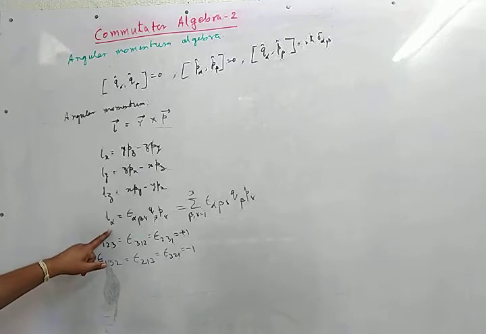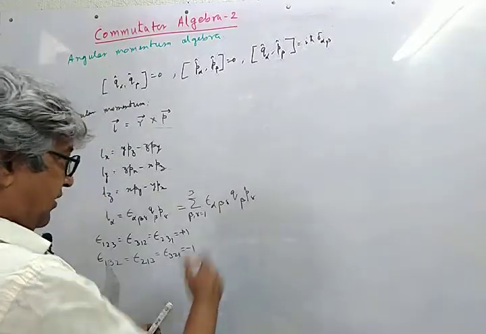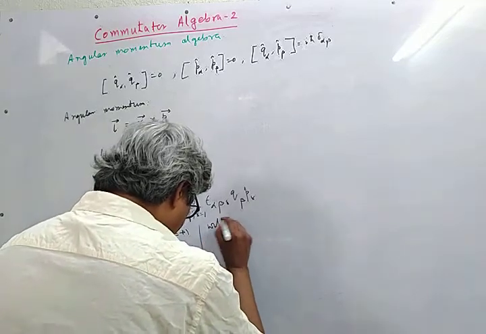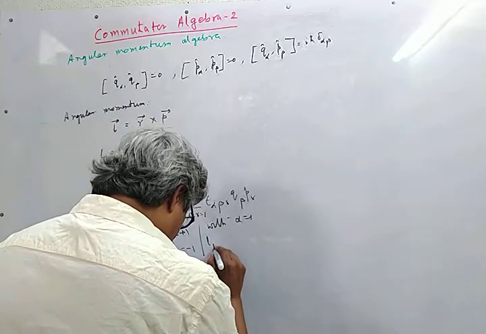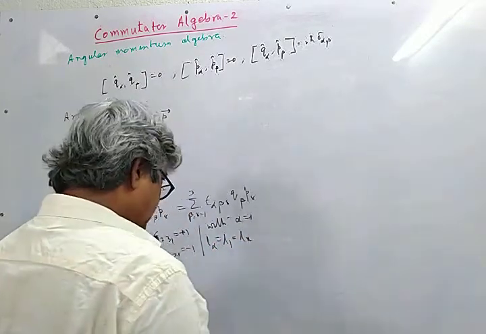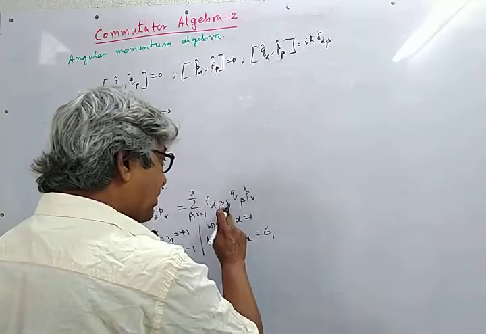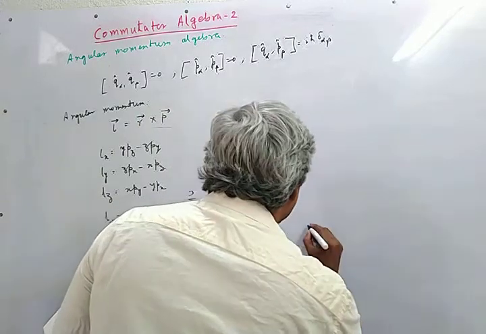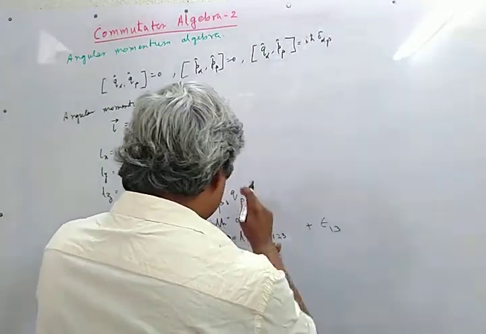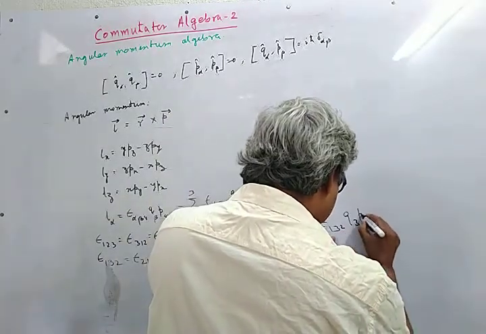Now if we consider alpha is equal to 1, then beta could be 2 or 3. If we write it explicitly, L alpha is L1, which is equal to Lx. Here epsilon alpha is 1, so the combination is beta could be 2 and 3. If beta is 2, then the only non-zero value is gamma is 3. In that case, it is q2 p3, and the other is q3 p2.